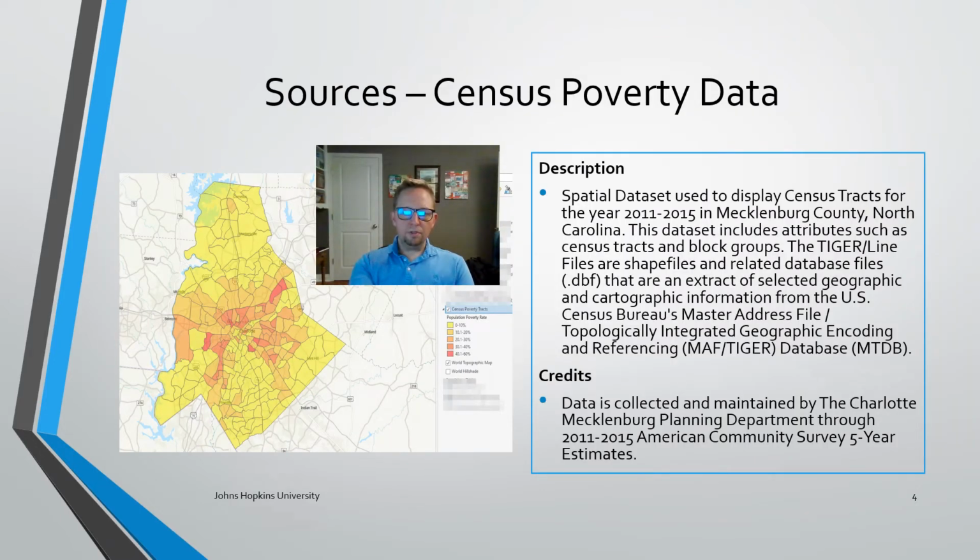My first source came from the Topologically Integrated Geographic Encoding and Referencing Database, also known as TIGER, using 2011 to 2015 projections. This data was collected and maintained by the Charlotte-Mecklenburg Planning Department. As you can see, it encompasses the entire county of Mecklenburg, and it shows the population poverty rates between 0 and 60%.